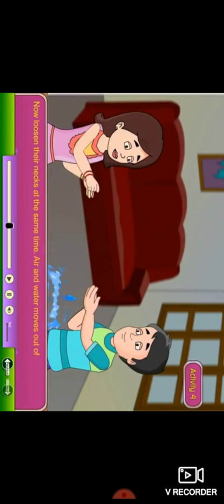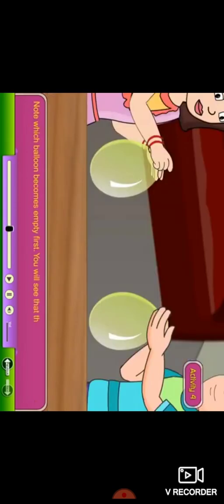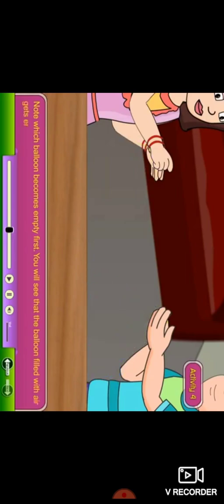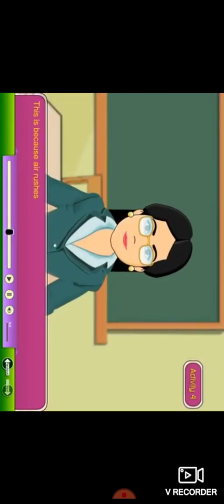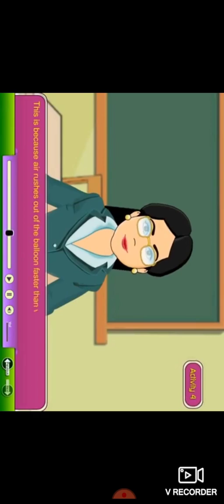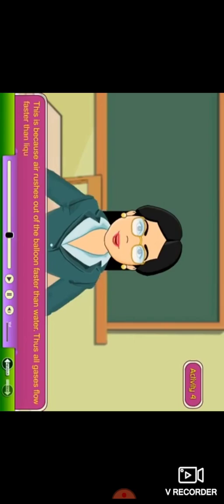Air and water move out of the balloons. Note which balloon becomes empty first. You will see that the balloon filled with air gets empty first. This is because air rushes out of the balloon faster than water. Thus, all gases flow faster than liquids.